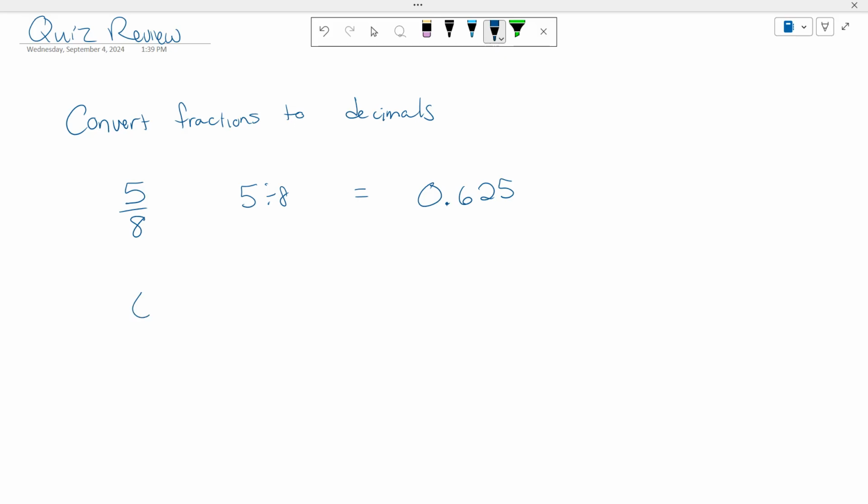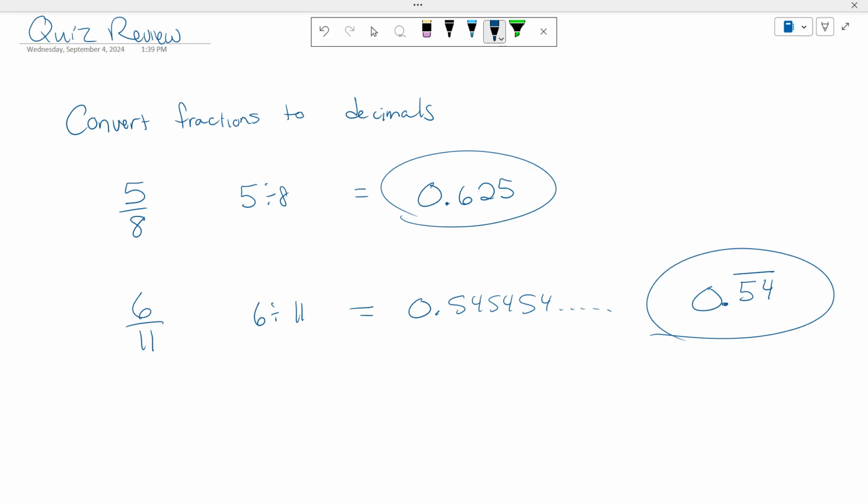Now let's take 6/11. What's 6 divided by 11 equal? What, Susie? So it's 0.545454, and it goes on forever. So you would write it. The answer should be written as this: 0.54, repeating with a bar over both of them. Okay? Converting fractions to decimals. We can do that, right? Okay, that should be pretty easy, just dividing.